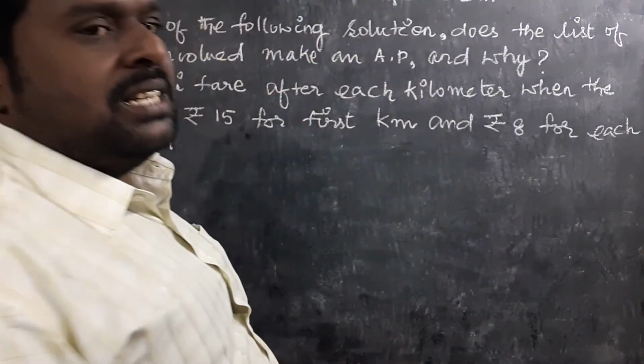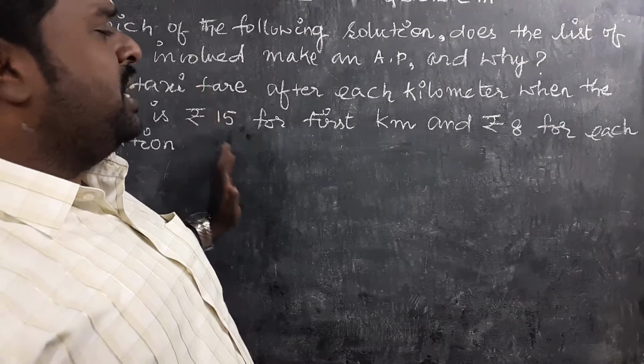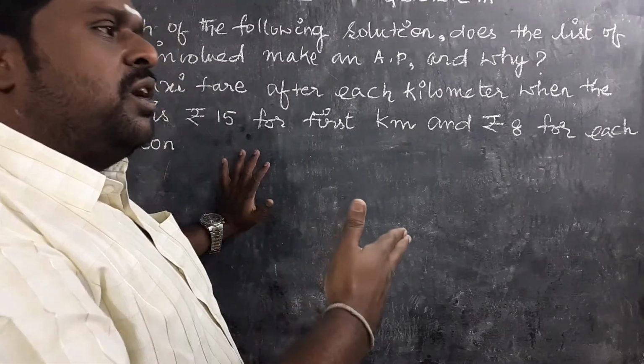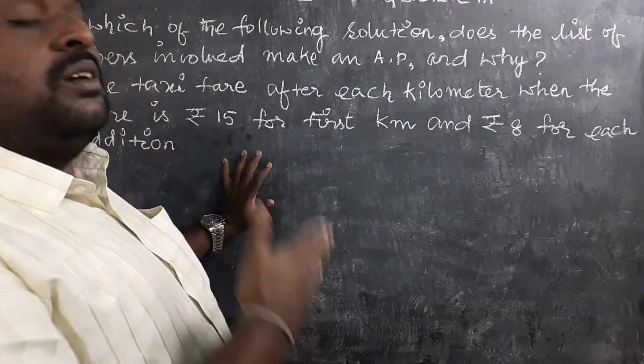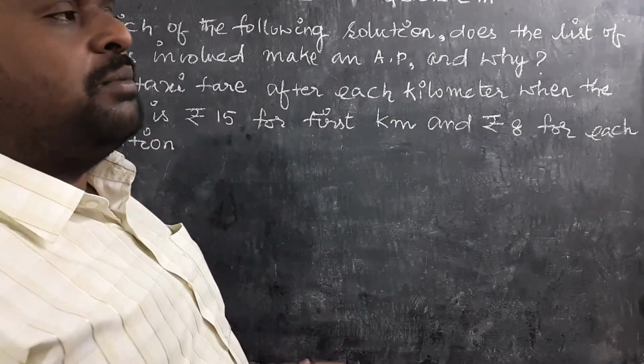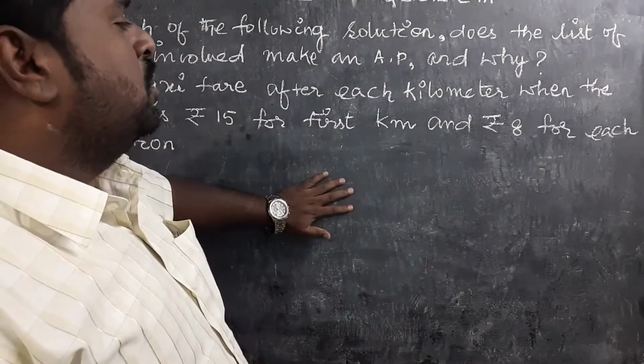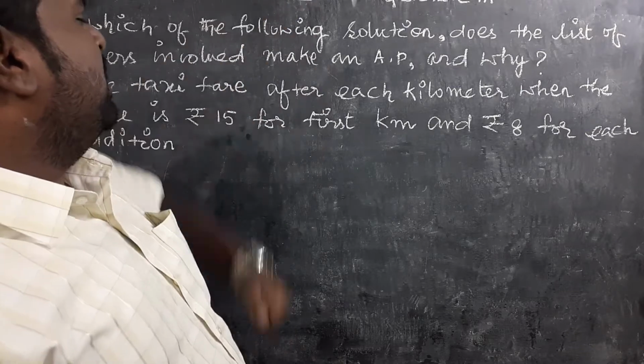So once the base kilometer is finished, for each additional kilometer you have to pay 8 rupees. You definitely should pay according to the problem. So very simply, you can find the answer here.